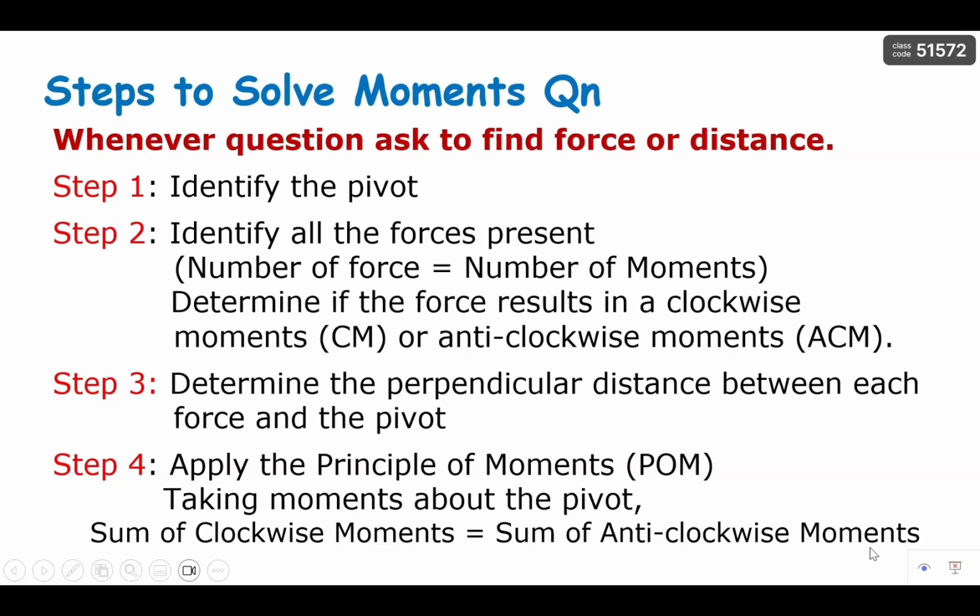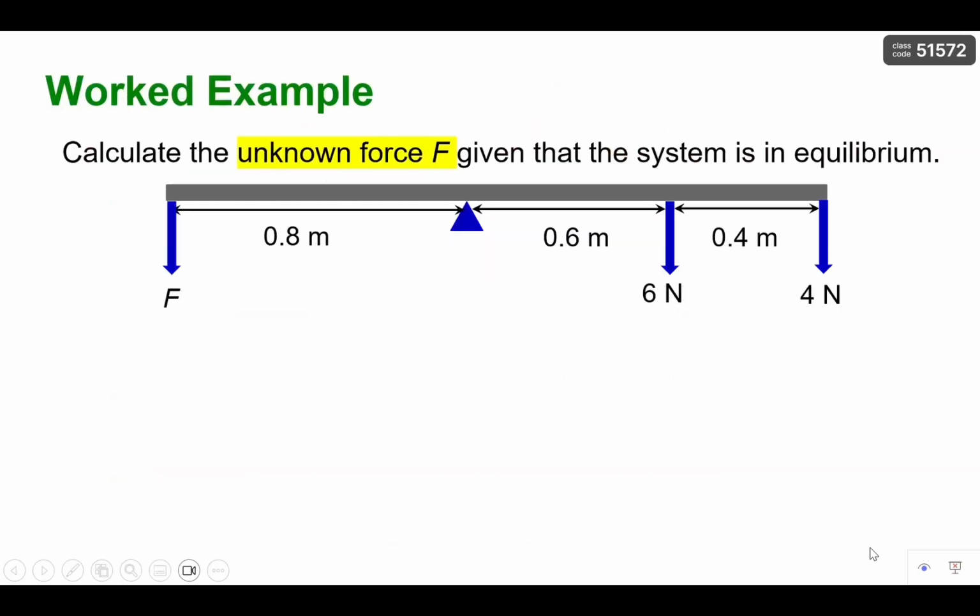So now let us apply all these 4 steps into calculation questions. I have a rod over here. This whole system is balanced in equilibrium. I want to calculate this unknown force over here. So I know it must be linked to moments because there is a pivot here, and I'm trying to find either a force or a distance. I know I need to apply the 4 steps. So let's go on to apply the 4 steps.